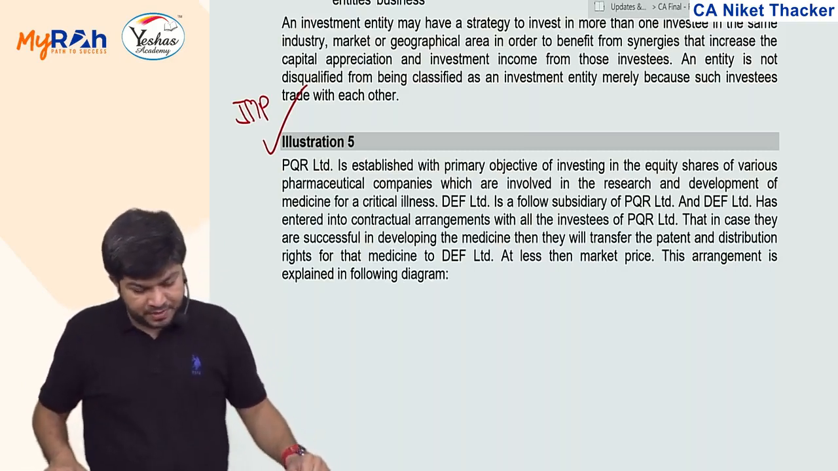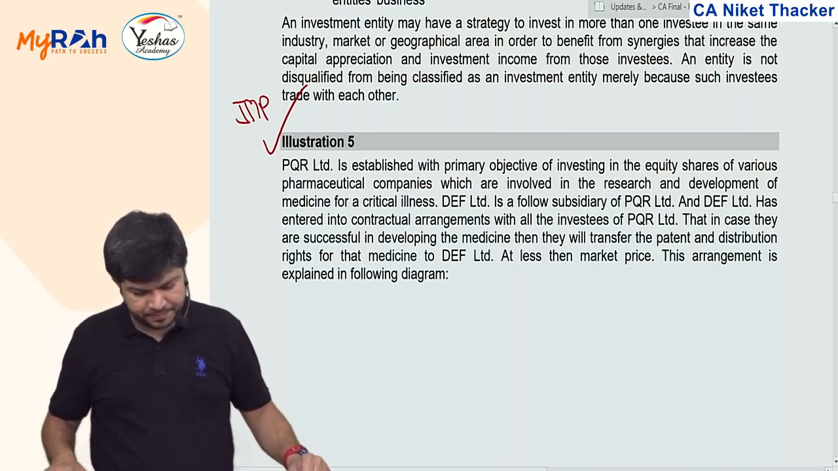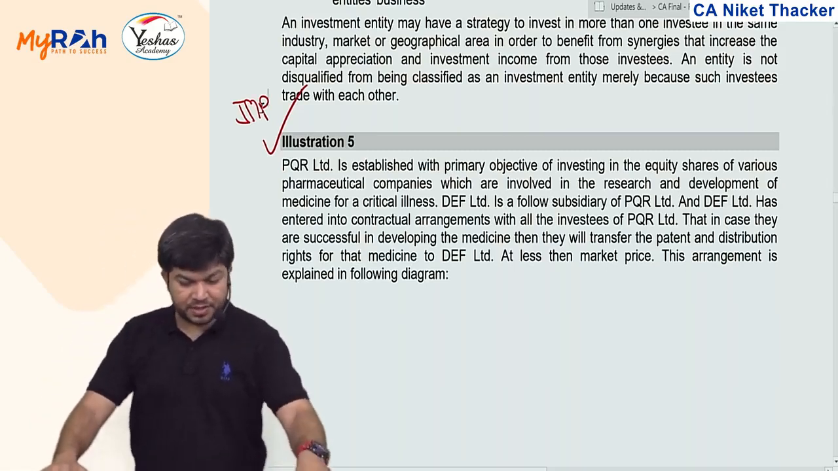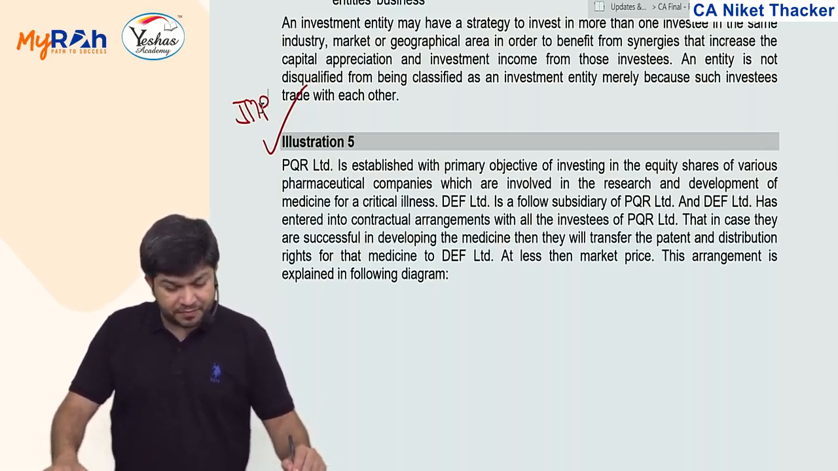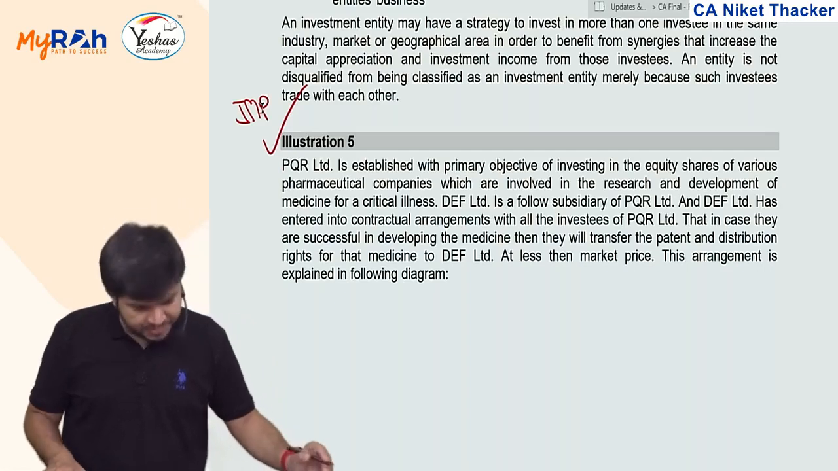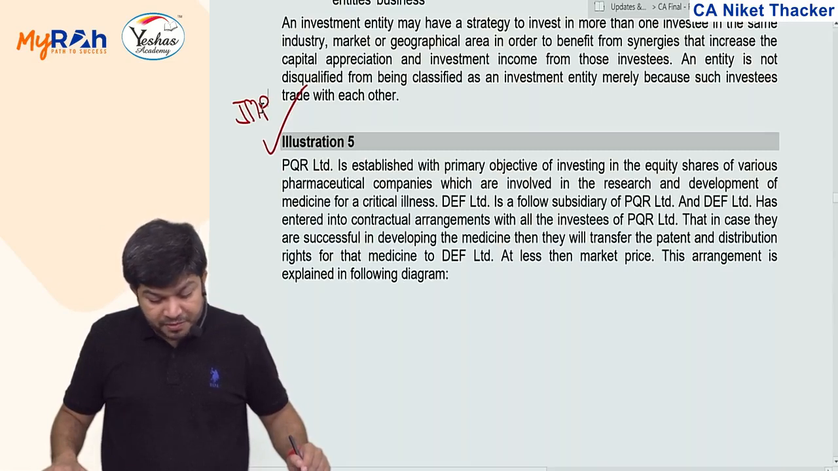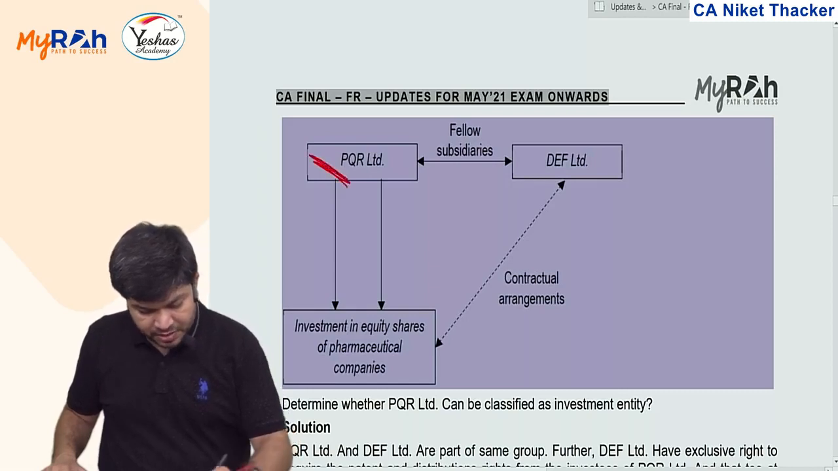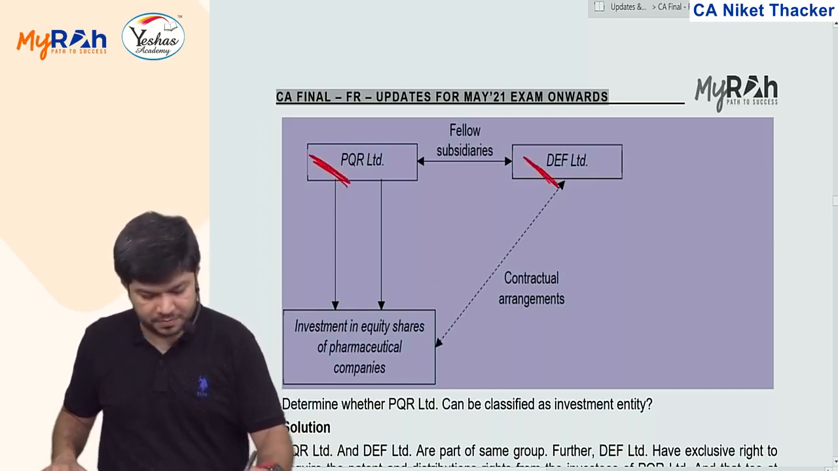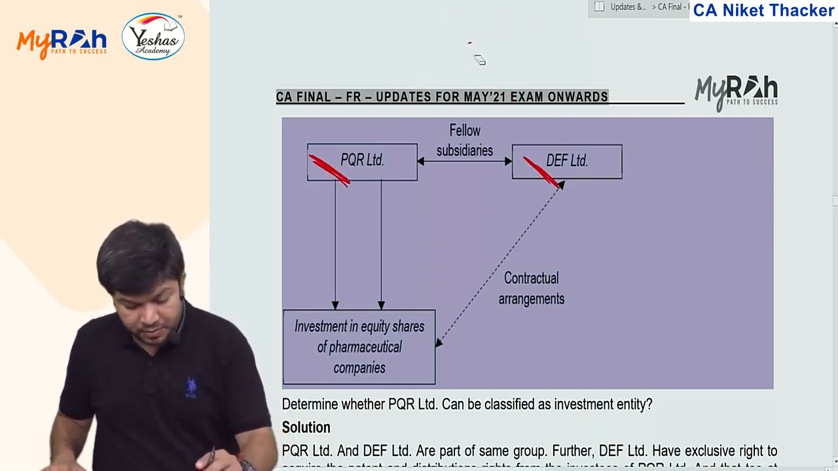Okay, PQR is established with a primary objective of investing in equity shares of various pharmaceutical companies, which are involved in research of medicine for critical illness. DF is a fellow subsidiary of PQR. If I go over here, there's PQR and DF, they are fellow subsidiaries, which means they will have the same parent.